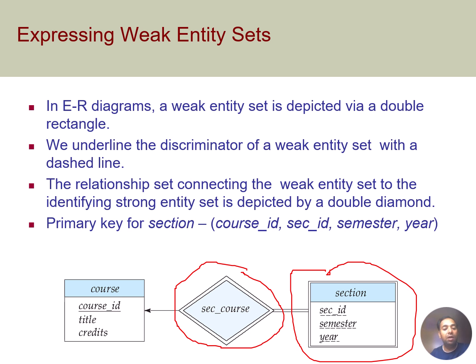For example, section ID alone isn't unique but with course ID it becomes unique. Modeling weak entities is important when your data has dependent sub-entities. Missing this could result in data integrity issues. Now let's bring it all together with an example of a university ER diagram.